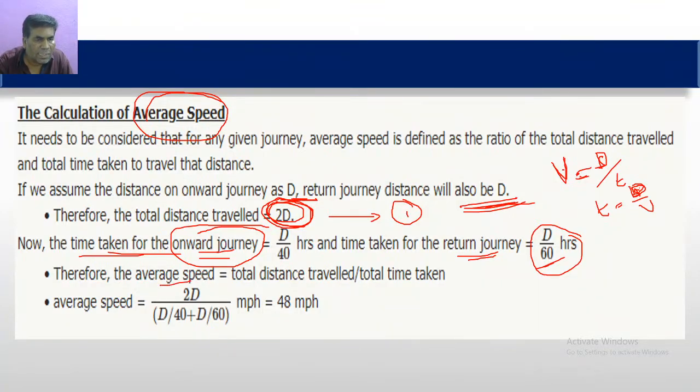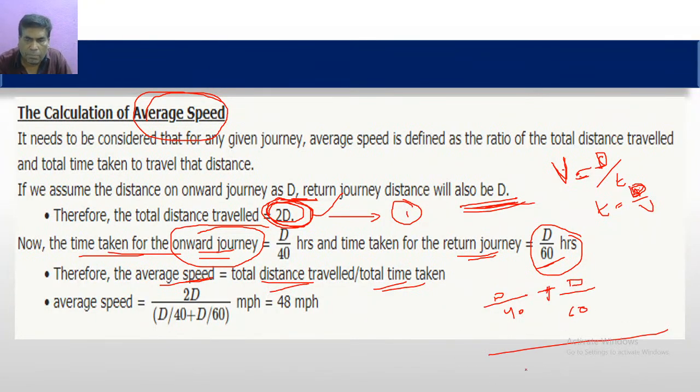So now what is the average speed? Total distance by total time. What is the total distance here? 2d, over d by 40 plus d by 60. What is the value of d by 40 plus d by 60? We have to take the LCM. What is the LCM of 40 and 60? 120.